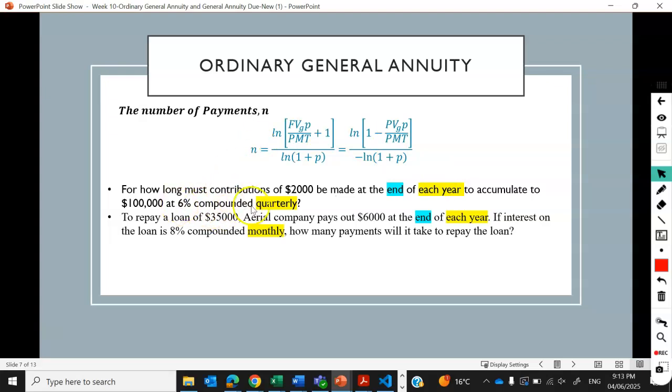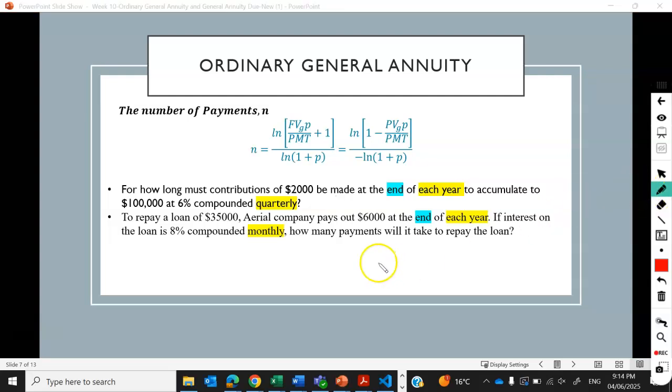I value is 6 over 4, which is 0.015. And N value you have to calculate. So you will have FVG, P, PMT, and you can find what is the N. So N will give you the number of years for this one because here the payment period is every year and N denotes the number of payments.